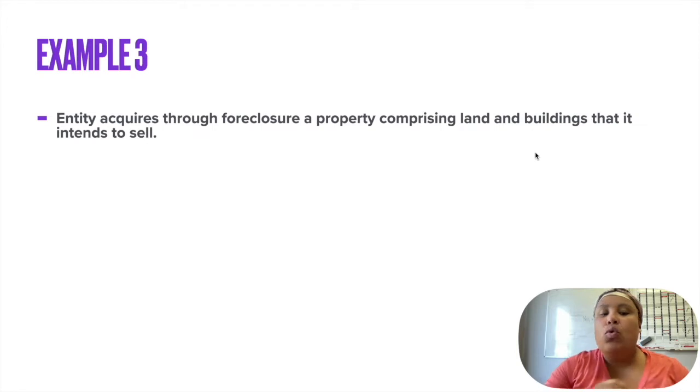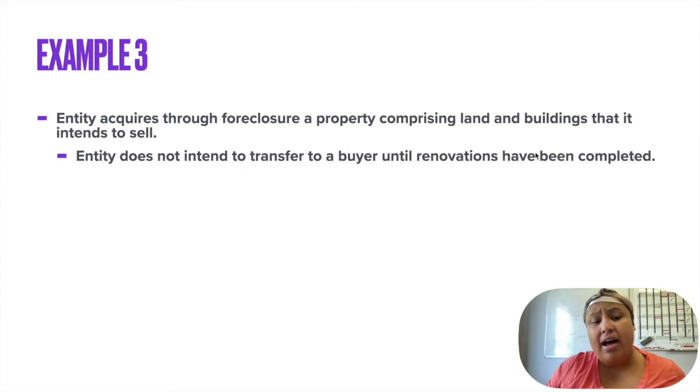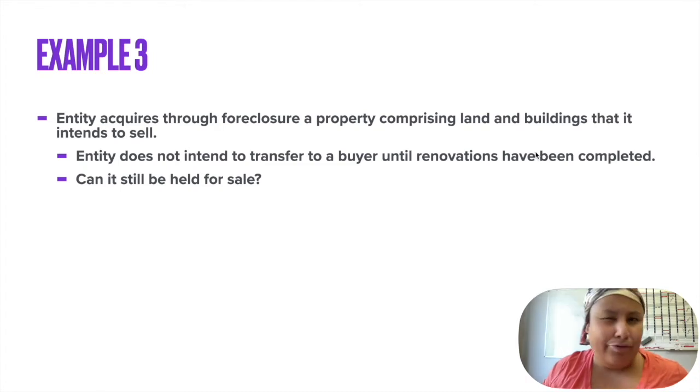In example 3, it talks about an entity that has acquired a property that consists of land and buildings. It's acquired this property through foreclosure, meaning that whoever owned it before defaulted on their mortgage payments, and the entity has purchased this property and intends to sell it. Now, the entity is not going to transfer this property to the new buyer until renovations have been completed. So they're getting the property, doing renovations, then they're going to transfer to the new buyer. And the question is, can it still be held for sale?